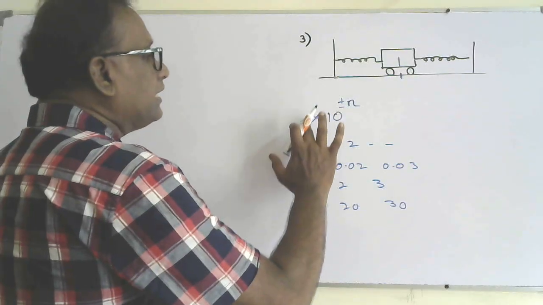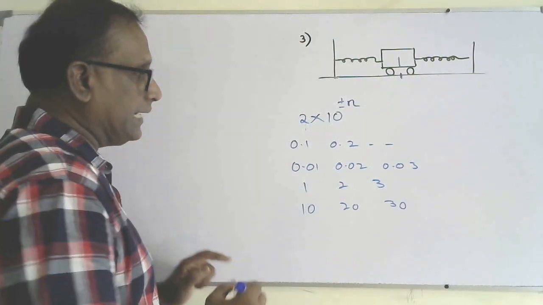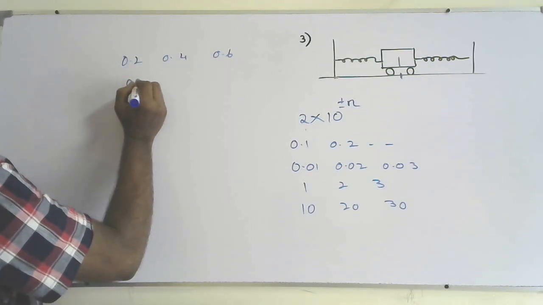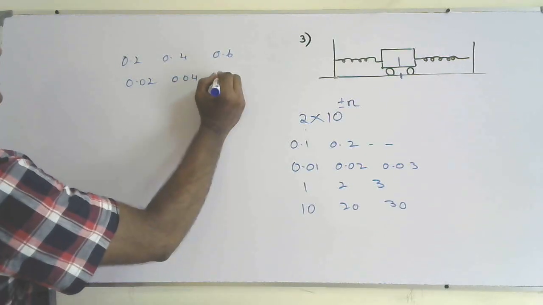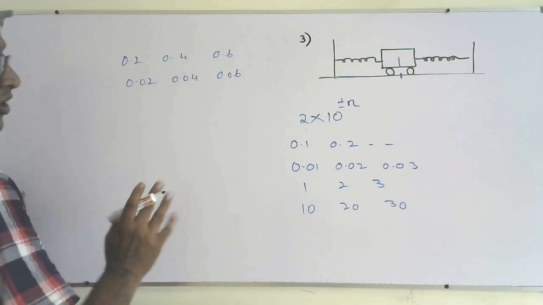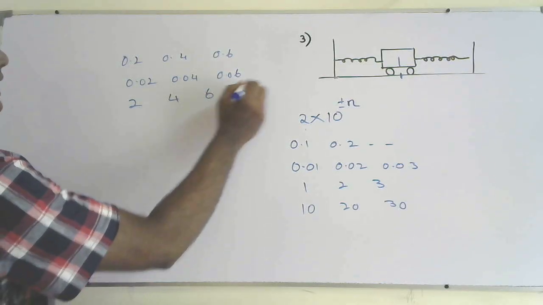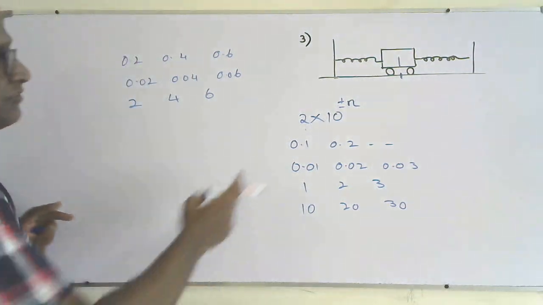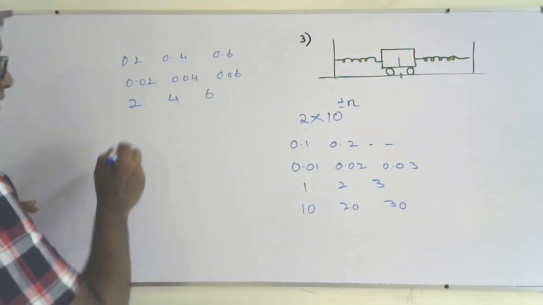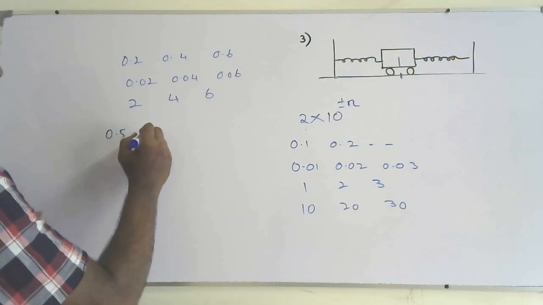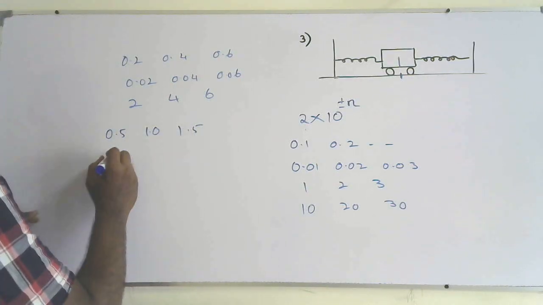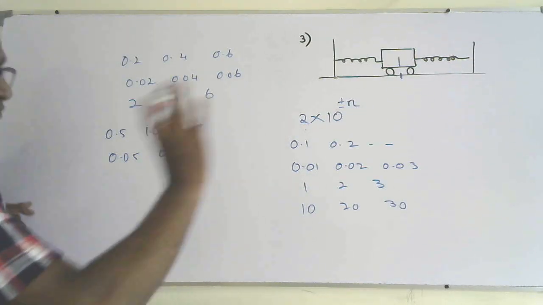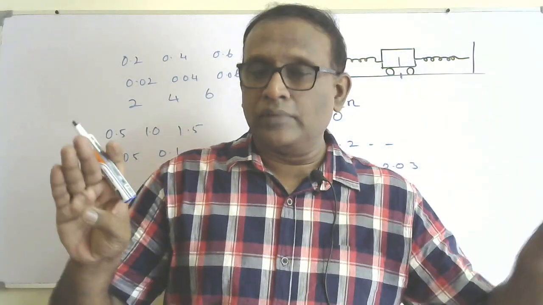Also, we normally use 2 into 10 to the power plus or minus n. That means 0.2, 0.4, 0.6, or 0.02, 0.04, 0.06, like those formats, or 2, 4, 6, 8. The next scale normally we use is 5 into 10 to the power plus or minus n. That means 0.5, 1.0, 1.5, that format, or 0.05, 0.1, that format, or 5, 10, 15. Normally those are the scales we draw on the graph.